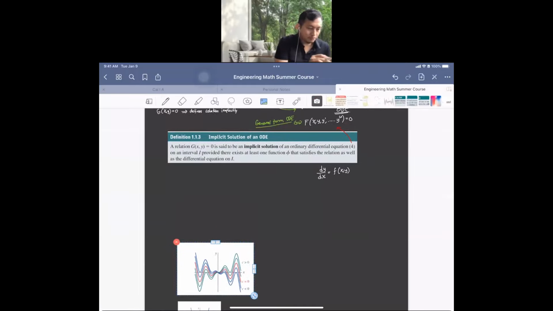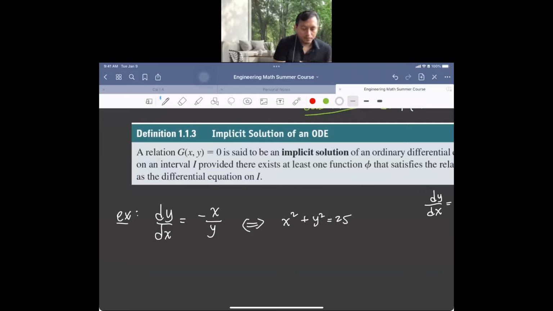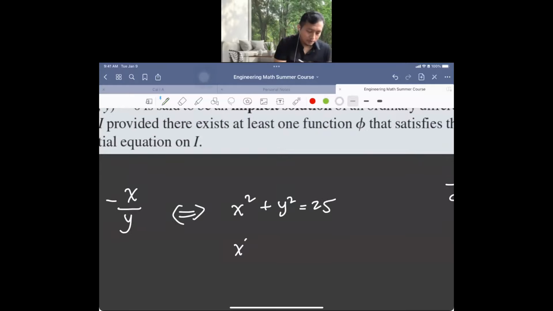Before this picture, let me just go to an example on what we can do with implicit solutions. For example, we have dy over dx is negative x over y. Now, if you think, let me just give you the solution directly. If we think x squared plus y squared equals 25, and we learn this in implicit differentiation, if you remember your calculus one.